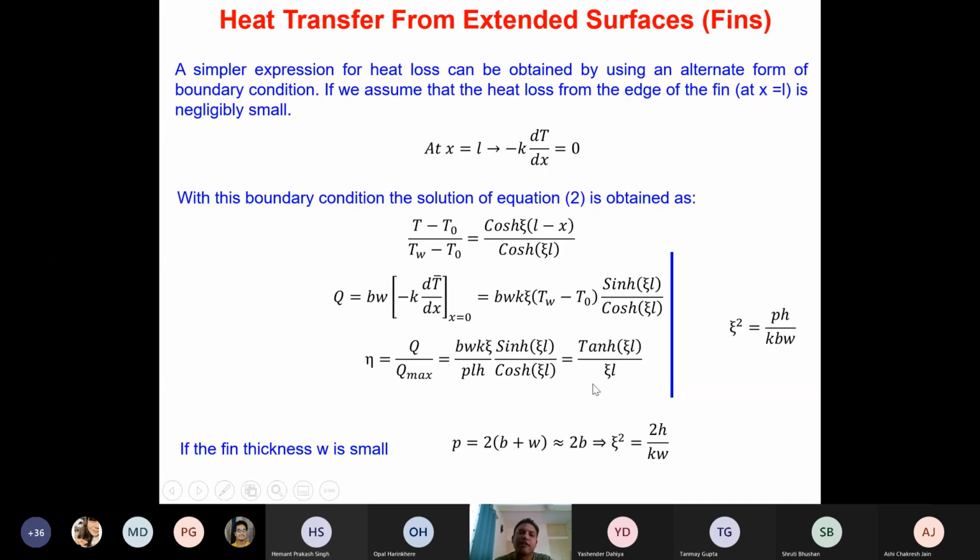In fact, if you look at many heat transfer books, you will find this particular equation rather than the previous one. The previous expression is the more generalized expression, where we are not assuming that the heat taken by conduction at the end is equal to 0. There we are assuming the convective boundary condition, isn't it? Okay.